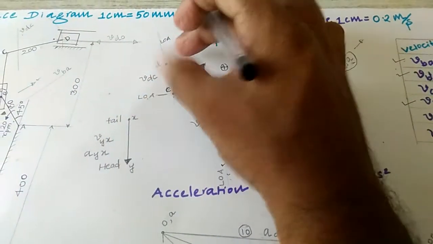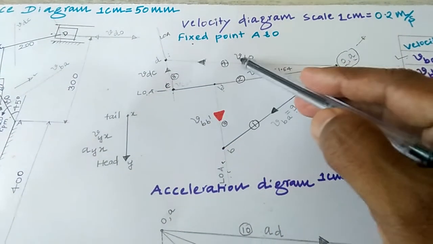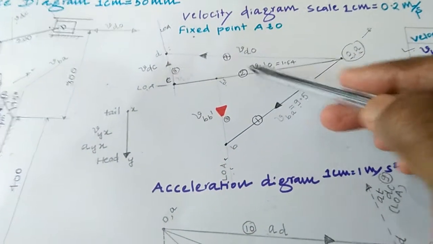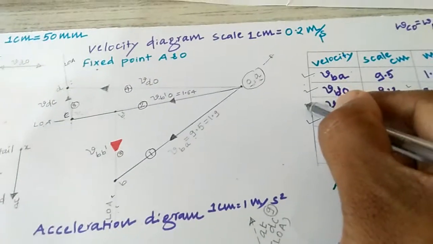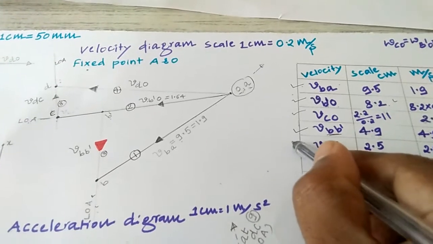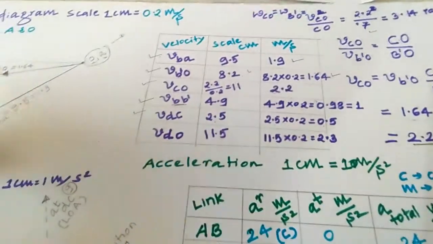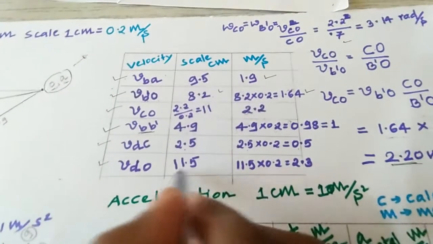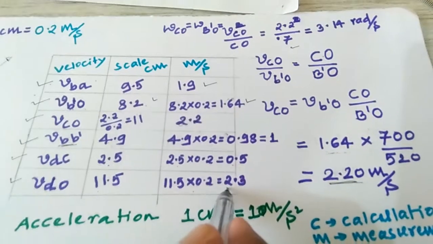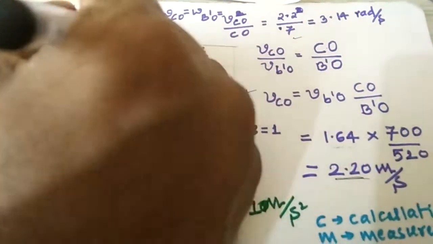Then once again you have to measure all these values, the velocity of D with respect to C and the velocity of D with respect to O. You have to measure with the scale and write it. The velocity of CO you also got. The velocity of D with respect to C you measure as 2.5 centimeter, then converted it comes as 0.5. The velocity of DO comes as 11.5 centimeter, you have to convert to meter per second, and it comes as 2.3. You got all the velocity diagram.